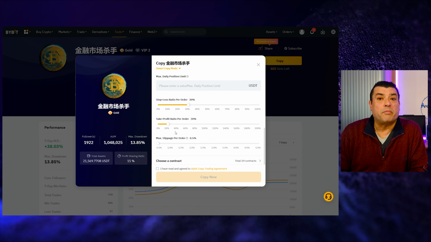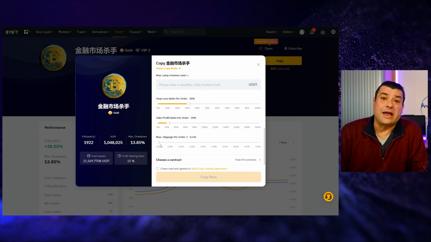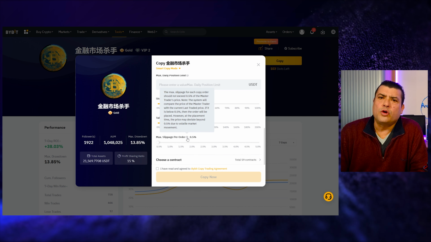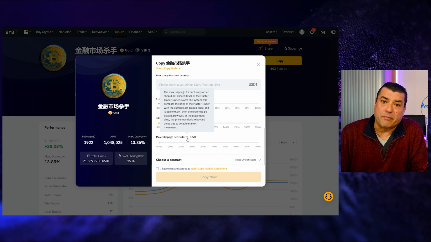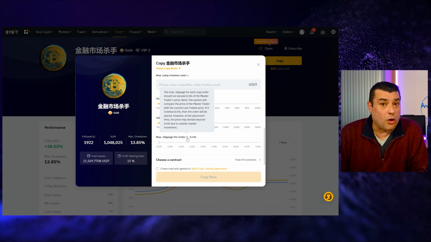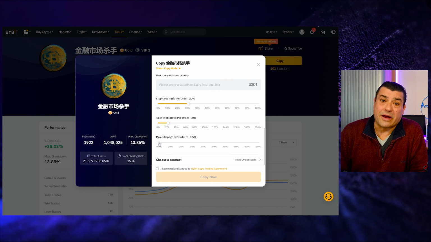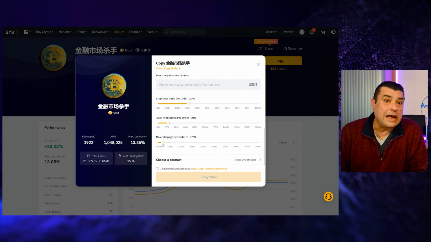Max slippage per order. If you are copying a trader in a liquid asset and the price has moved 1%, you don't want to be buying at a different price than the trader is copying at. Therefore, a max slippage of around 0.7 is actually fine, especially in liquid assets.